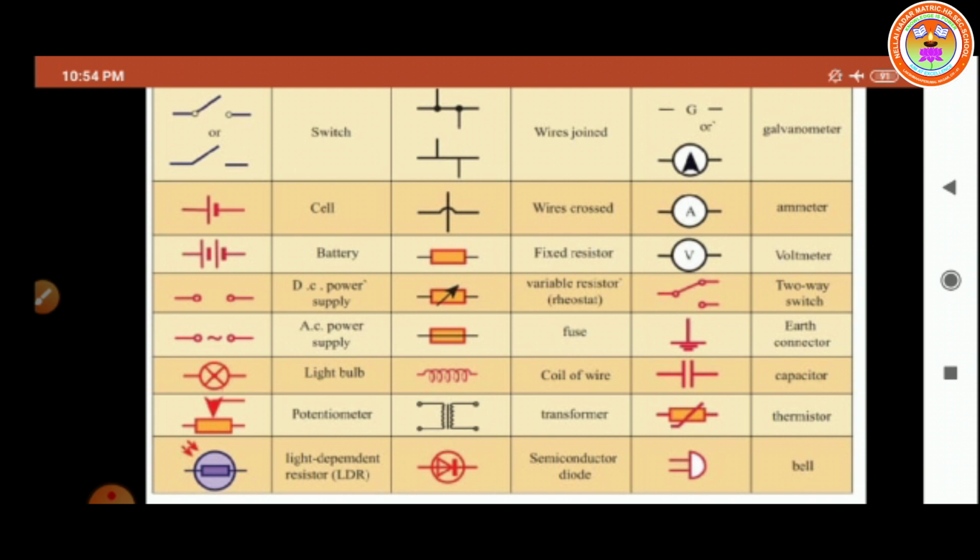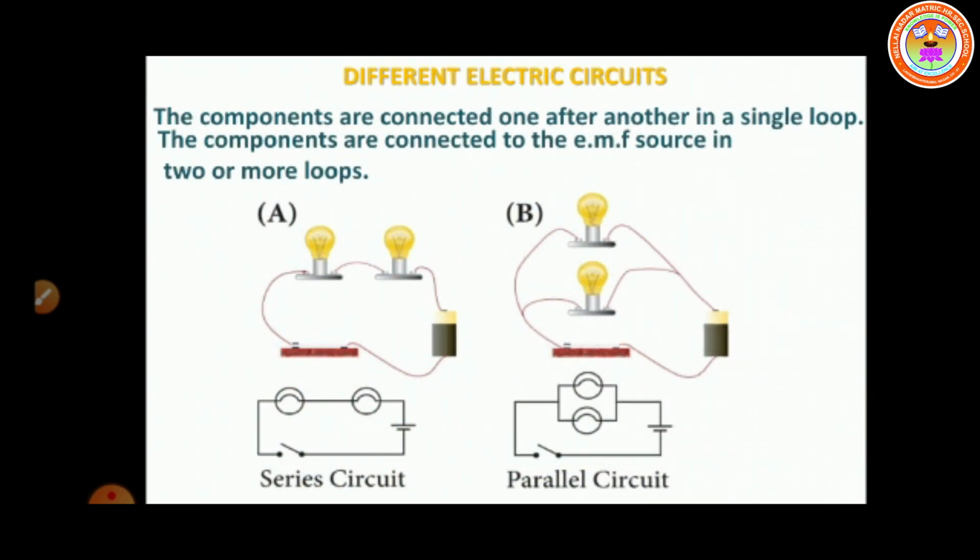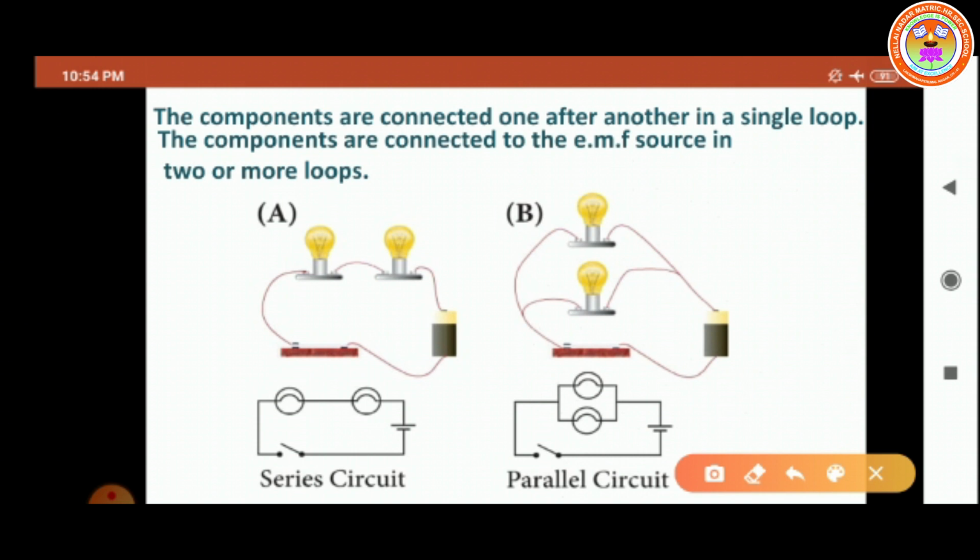Okay children, now let us move on to a different electrical circuit. See this diagram also. See the A figure and the B figure. See the first one, figure A. Here the two bulbs are connected in series. What is the meaning of series? The components are connected one after another. The first bulb is connected to the next bulb, isn't it? So the components are connected one after another in a single loop. This is called the series circuit.